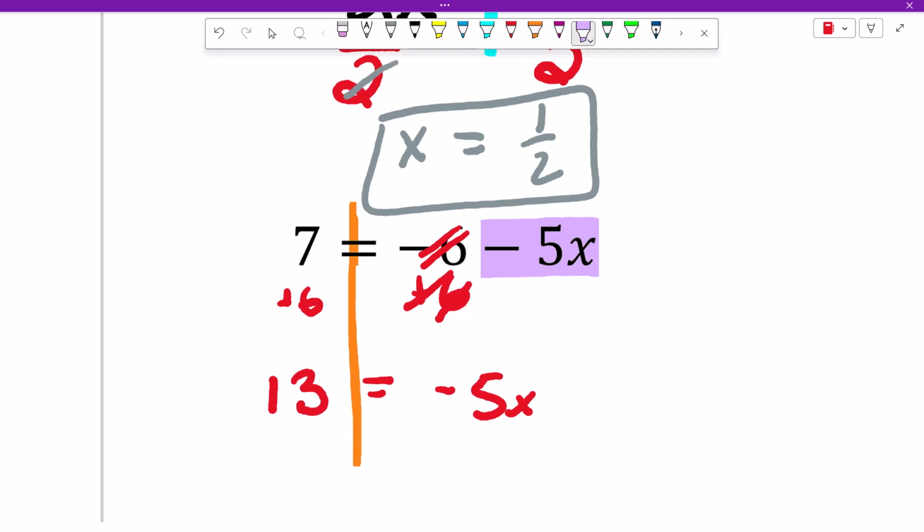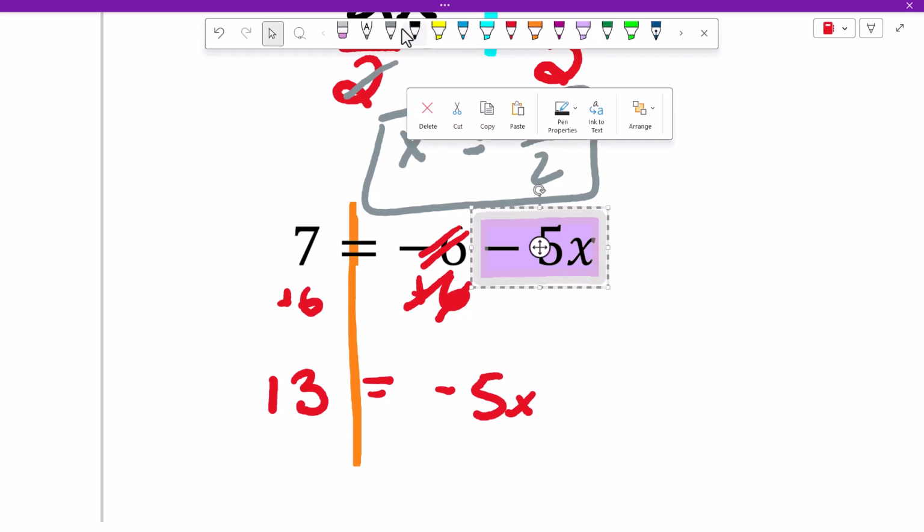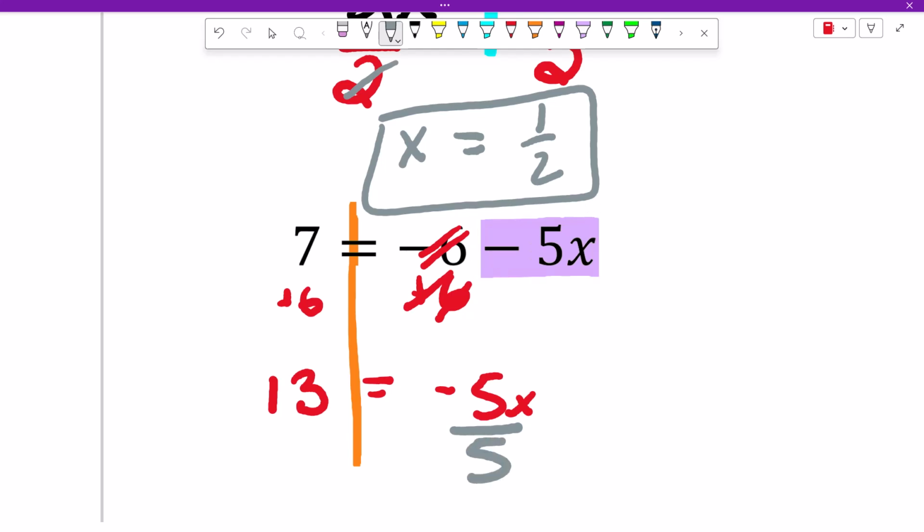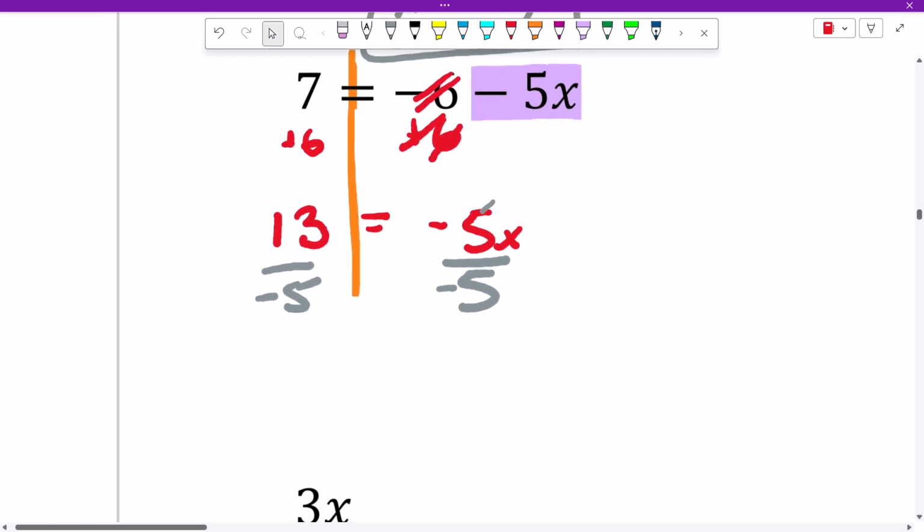We need to get rid of that 5. What do we do, Tyson? Add, subtract, multiply, or divide? What do you think? Take a guess. 1 out of 4. Divide. You're right. So you divide by 5 and the negative sign as well. Thank you, Tyson. Put you on the spot there. Those go away.